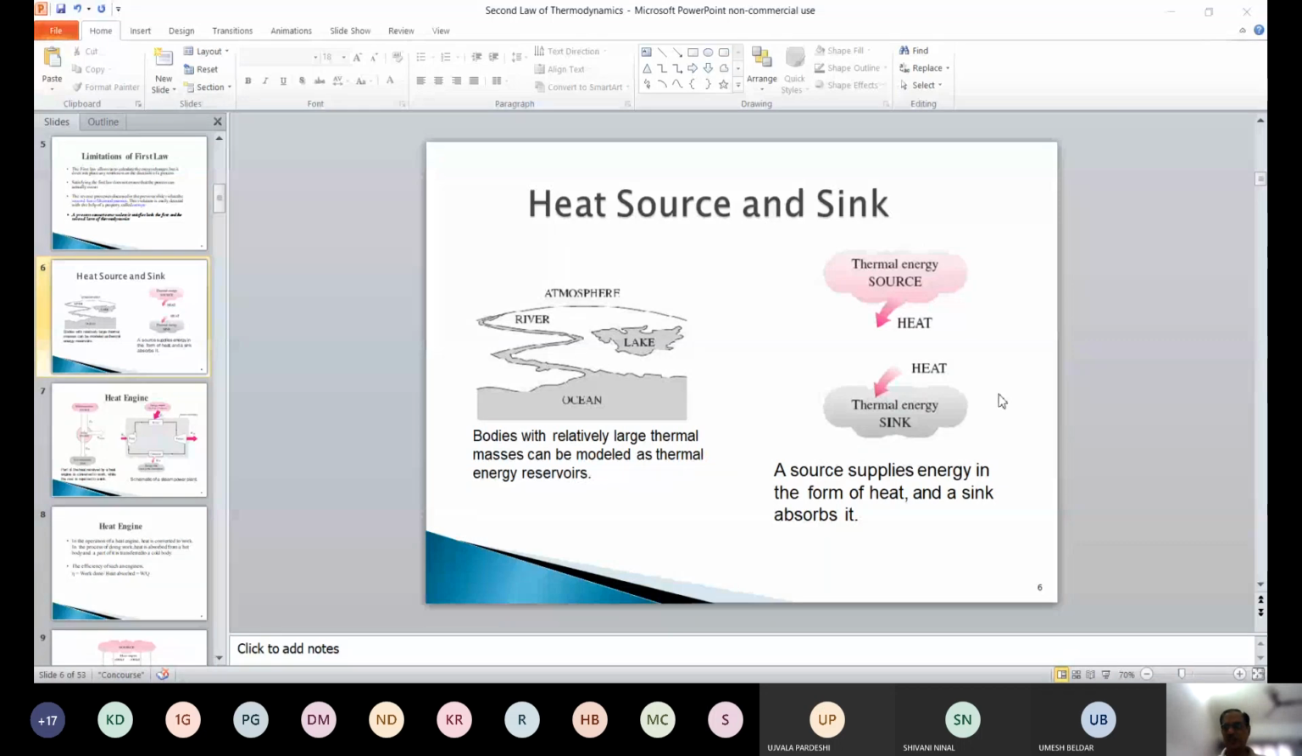So source is always at high temperature and sink is at low temperature. So heat transfer will always take place from source to a sink, high temperature to low temperature. That we all know, right? So looking at heat engine now.